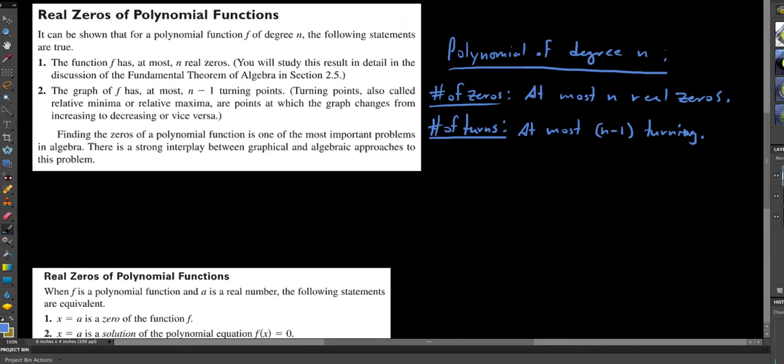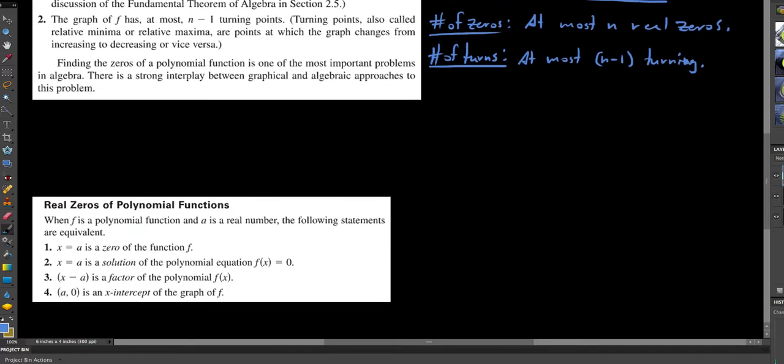With respect to zeros, what do we want to note about these? Well, first of all, all four of these statements down here mean the same thing. So when f is a polynomial function and a is a real number, the following statements are considered to be equivalent. We say that x equals a is a zero of the function. And one thing I can tell you is a zero of a function is any x value that when we plug it in, we get 0.